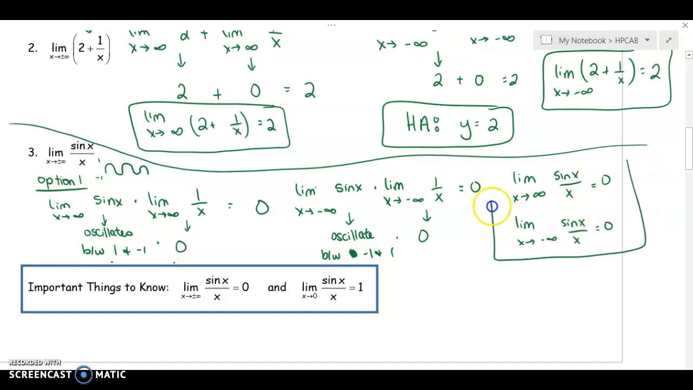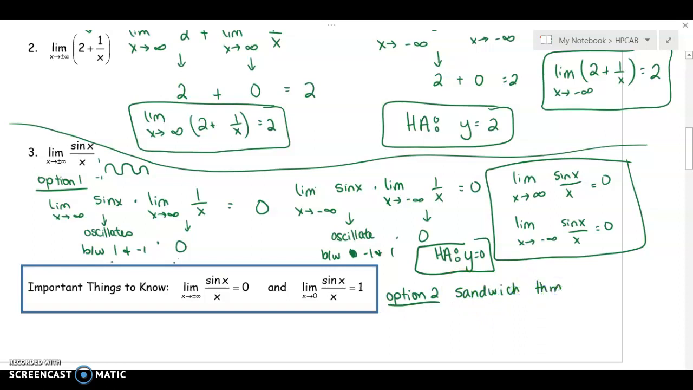Now, if you didn't want to do it this way, you could do it a second way. Before I do that, let me just mark down that the horizontal asymptote is obviously going to be y equals 0. Now we can do it the other way. Option 2 deals with the sandwich theorem, which we focused on in the previous video. Option 2 is we can do the sandwich theorem.